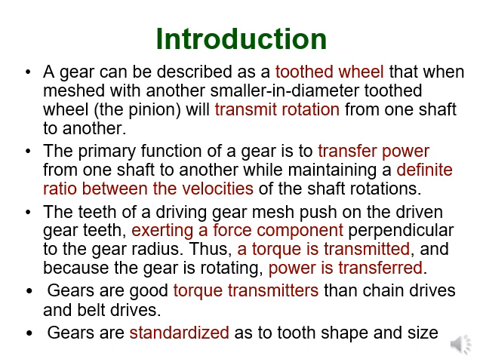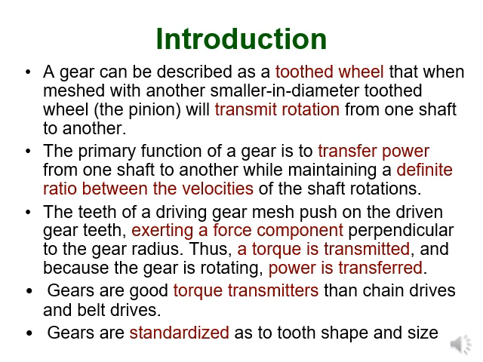Okay, as for the introduction, a gear can be described as a tooth wheel that is meshed together with another, smaller in diameter, tooth wheel. In this case, you have two tooth wheels. The smaller one is usually called the pinion. The bigger one is called the gear. This one should be able to transmit the rotation from one shaft to another.